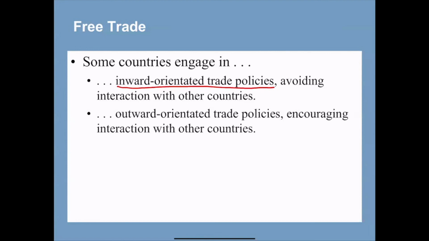And the other one is outward-oriented trade policy. These countries adopt a policy that encourages interaction with other countries, like lowering the tariff, export and import. Okay? And it is proven that outward-oriented trade policy would result in higher economic growth. But this is the case where the country must have capital formation as well, right?